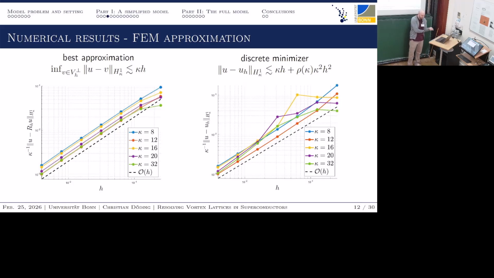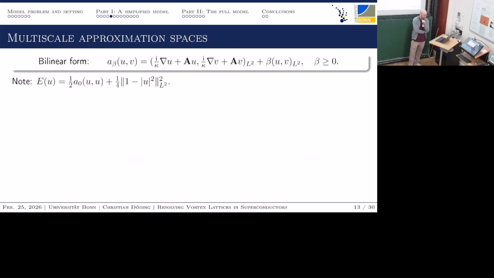scaling in kappa. But on the right-hand side, you see the actual discrete minimizers that I compute, and you see here this significant pre-asymptotic regime on the right, where the error does not decay initially. And just if you resolve something, then you obtain the optimal order of convergence. And this pre-asymptotic regime here can be traced back to this additional error term here. So there is some kind of a pollution effect.